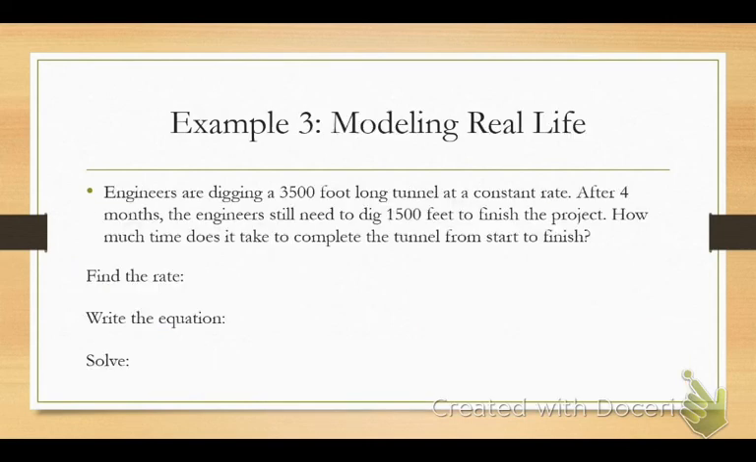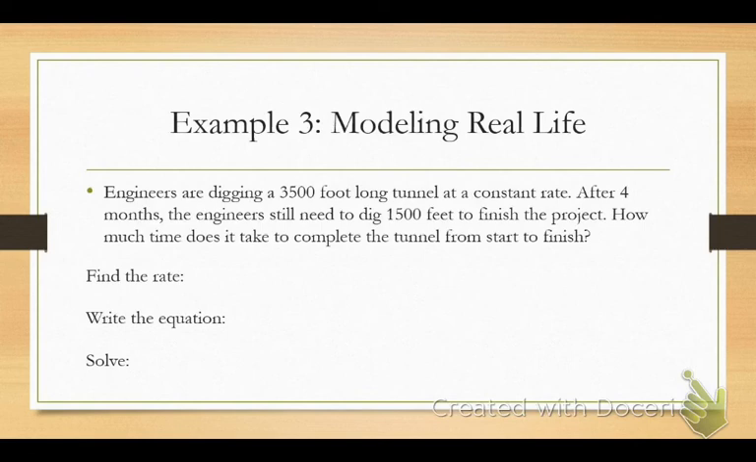Example 3. All right, engineers are digging a 3,500 foot long tunnel at a constant rate. The constant rate part is really important, guys. Without having a constant rate, we can't write it into slope-intercept form. My m value only works when it's the same rate. So that's important. After 4 months, the engineers still need to dig 1,500 feet to finish the project. How much time does it take to complete the tunnel from start to finish?